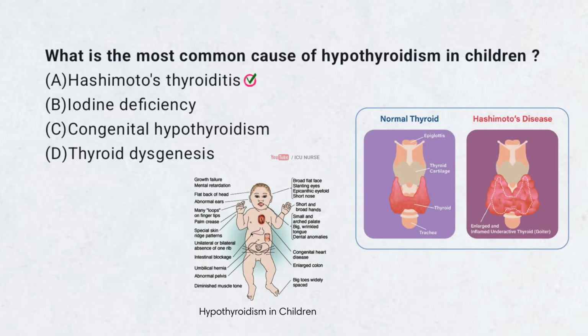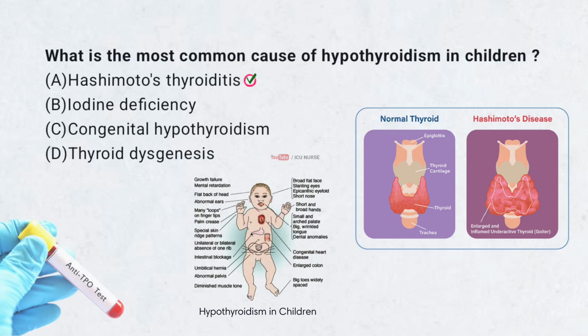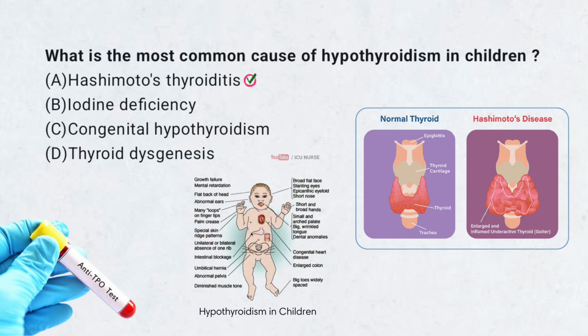Hashimoto's causes 90% of acquired pediatric hypothyroidism. Anti-TPO antibodies confirm autoimmune origin. Growth delay and declining school performance are common presentations. Levothyroxine dosing is weight-based. Annual thyroid stimulating hormone monitoring is required.